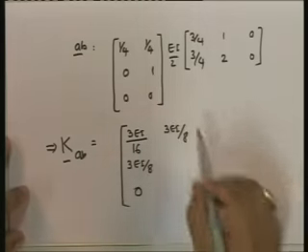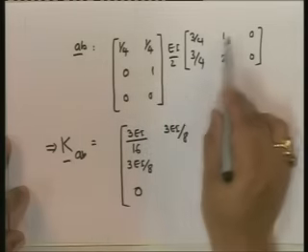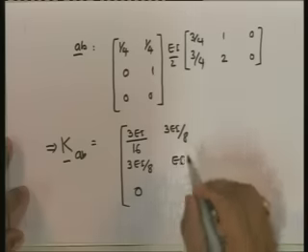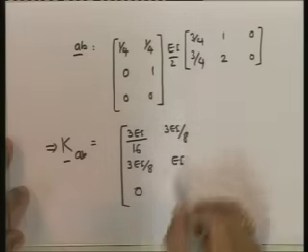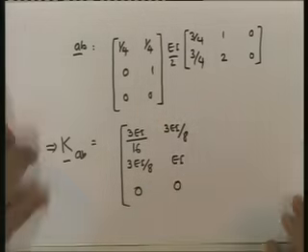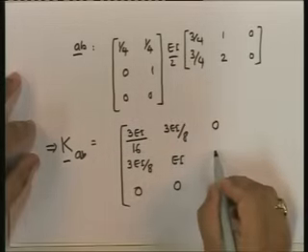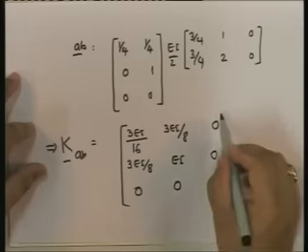Okay. Next one, 0 into 1, 1 into 2. So this is going to be EI. The next one is going to be 0, 0. So this is going to be 0. Then let's look at the third one. This is going to be 0, 0, and 0.